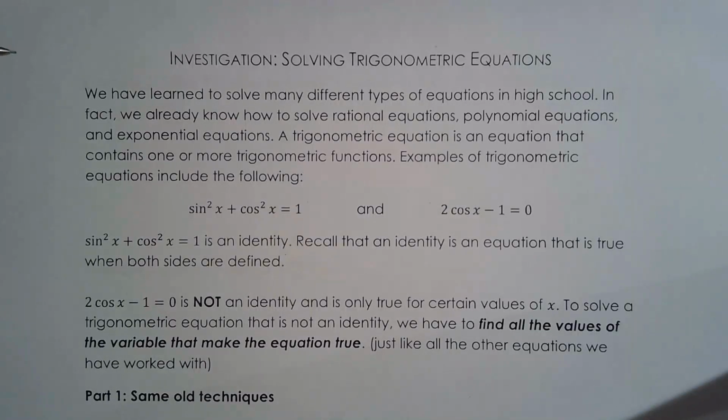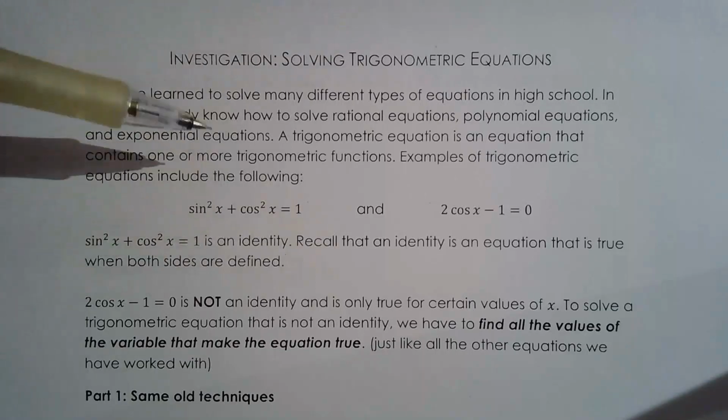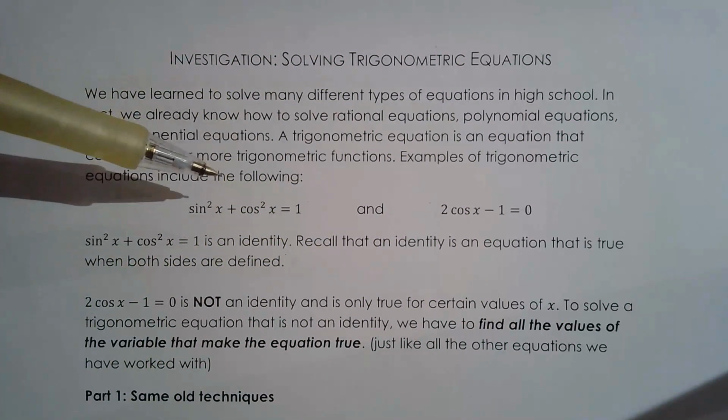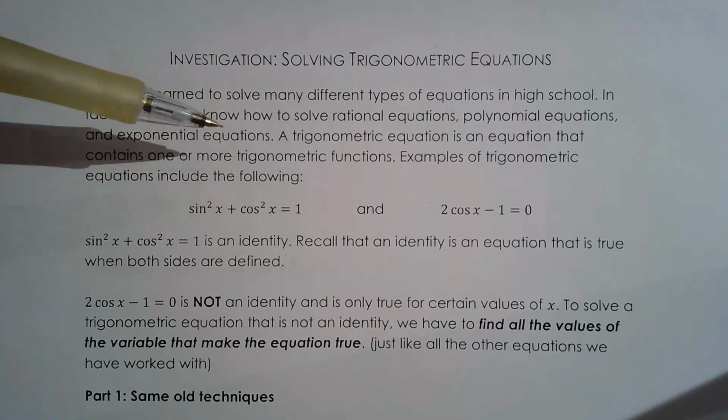In this video, we're going to talk about trig equations. And in fact, in chapter 4, we already talked about trig equations. But those were special trig equations. Those were identities. The equations that we're studying in this unit are not identities. So they are not true for all values of x, or they're not true when both sides are defined.